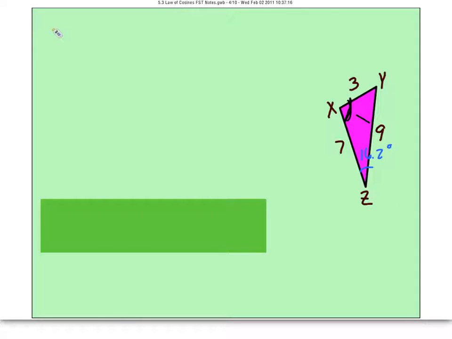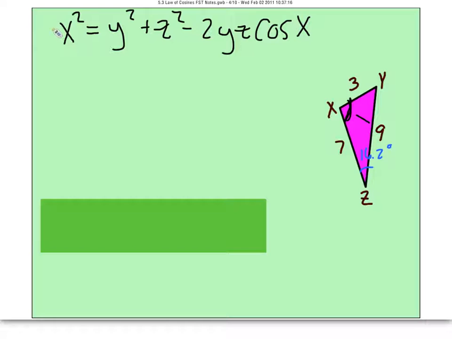So I'm going to just set up the formula. Since I'm finding angle x, the cosine of x means I have to start the equation with the side length x. Then I'll fill in with the other two sides. So y squared plus z squared minus 2 times yz. Let's fill in the numbers and see what we get as our final answer.